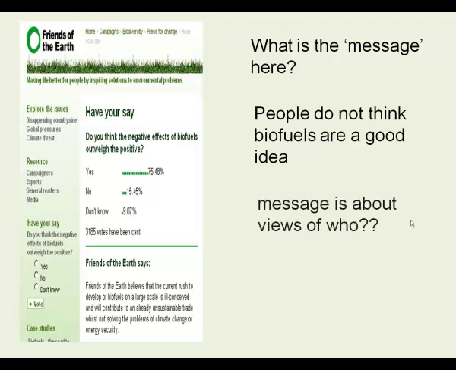The message is about the views of who? Well, who do you think they're claiming the message is about? The views of the general public, or views of people that know what they're talking about, or have a green? But who's it about? Is it suggesting people in general? It doesn't really quite say there clearly.